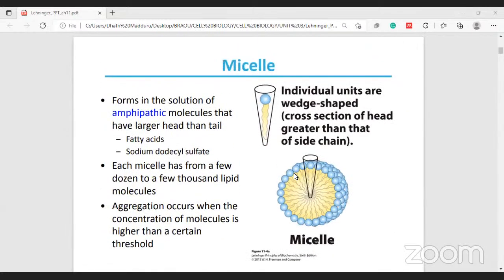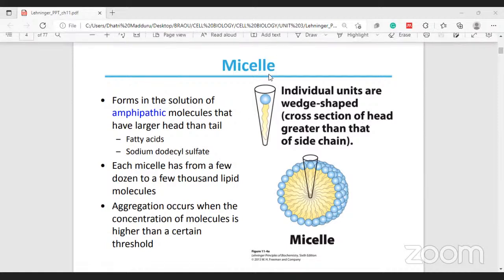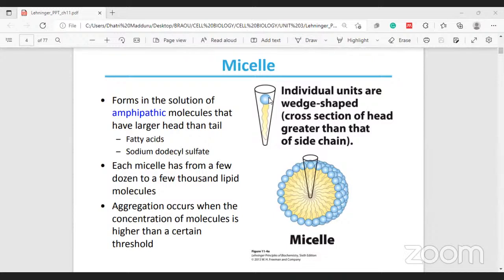So this is a micelle. It is formed whenever lipids, that too amphipathic molecules, aggregate. What do we mean by amphipathic? Amphi means two, pathic refers to having both hydrophobic and hydrophilic parts. Here, the blue ball is the polar head, the polar end of the fat, which is soluble in water. Whereas this yellow tail is hydrophobic in nature. That means the fatty acid tails are non-soluble in water.